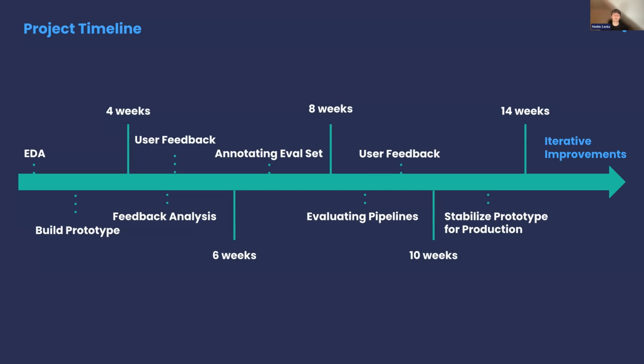And then they ask the analysts to annotate a small evaluation set, just like 200 to 300 samples that they want to use to quickly benchmark new pipelines that they implement. So whenever they change like pre-processing or model, they don't have to do this whole feedback cycle again. They can quickly iterate on the evaluation set.